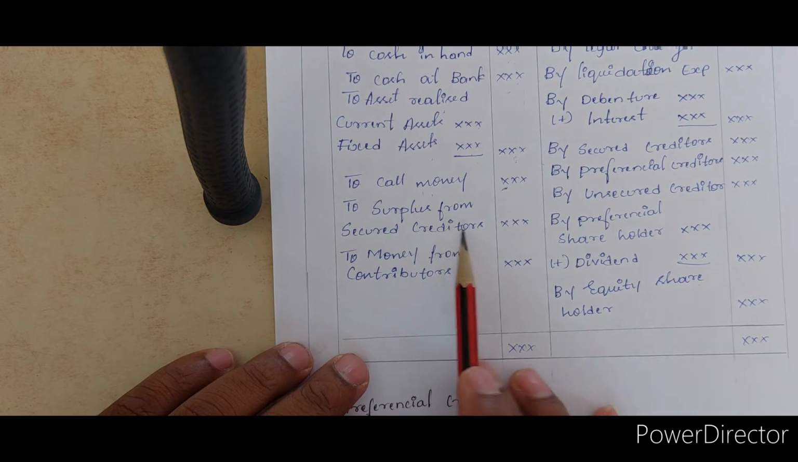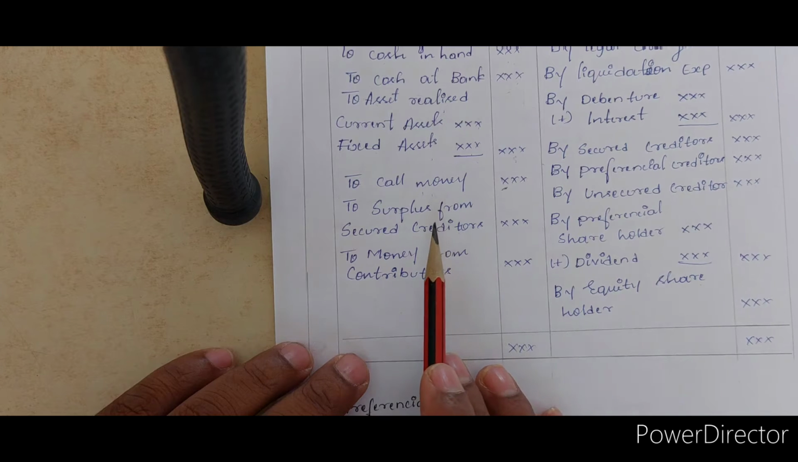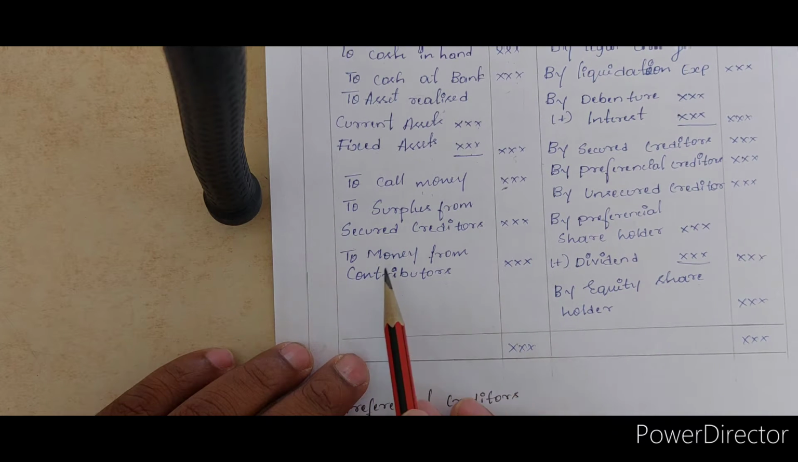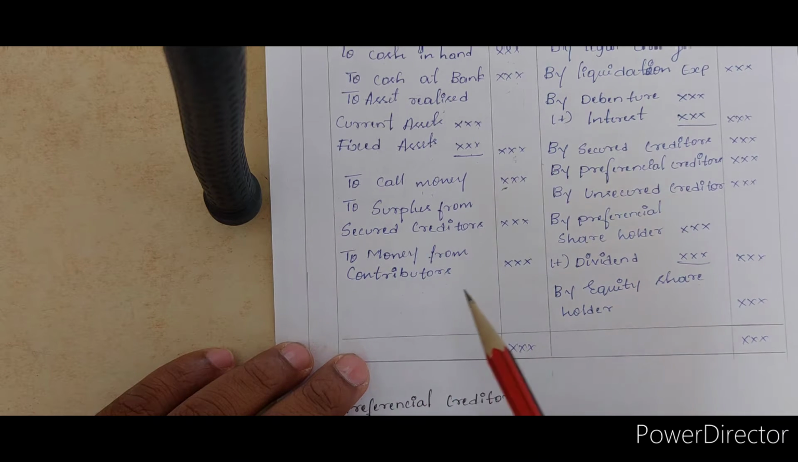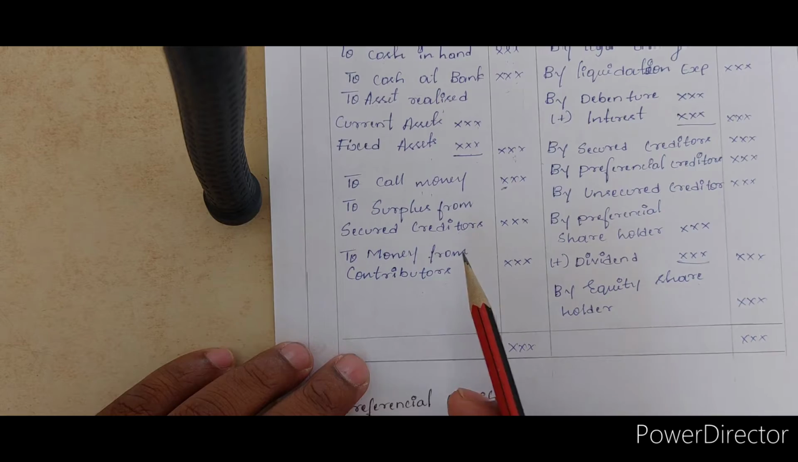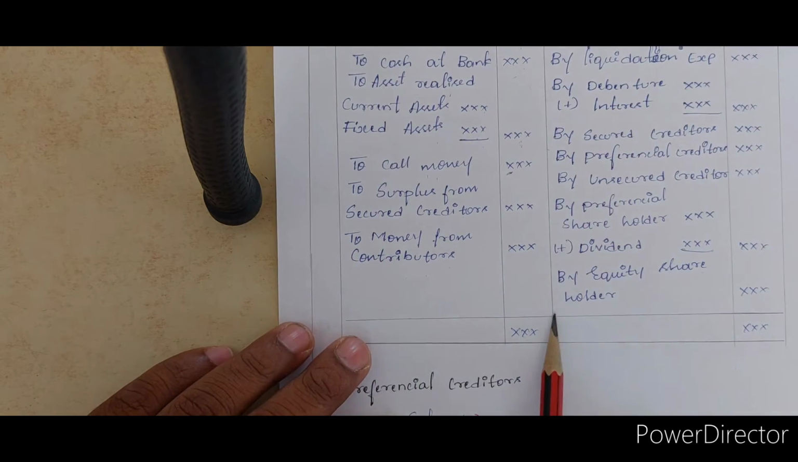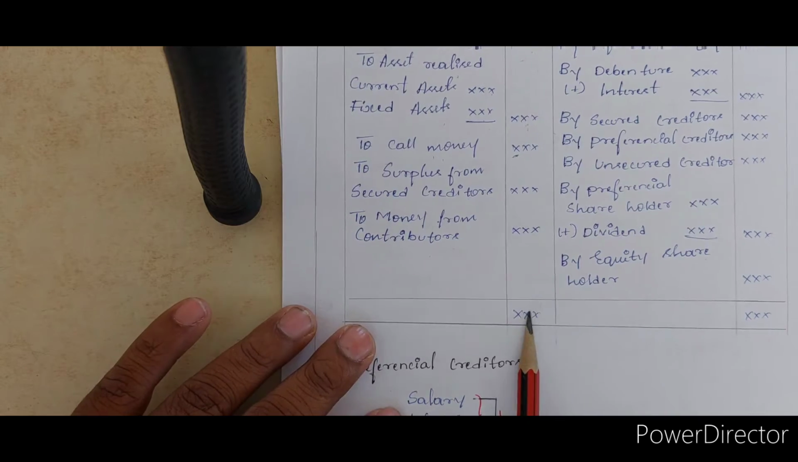Then surplus from the secured creditors. If this is given in the problem, then only you can consider. Then money from the contributors. This is also one more option. If any money has been received from the contributors, that means external contributors, that money will be considered. What is the total receipt? The total receipt amount will be written here.